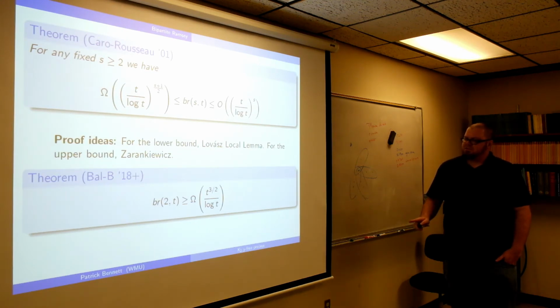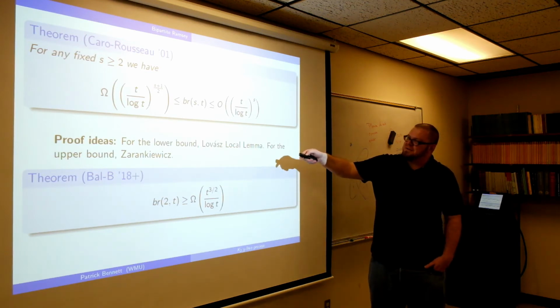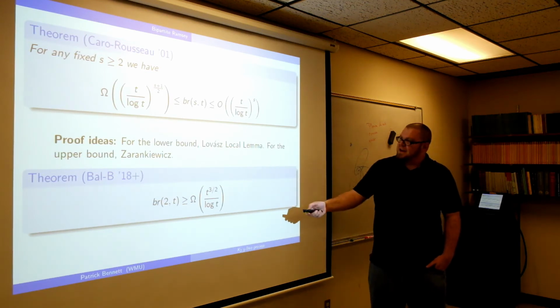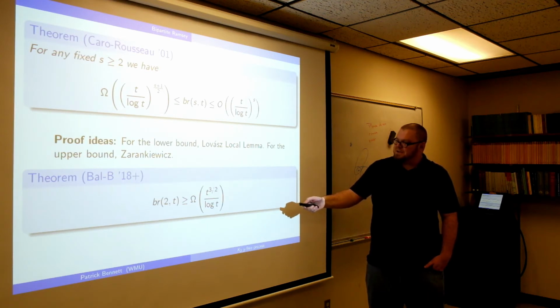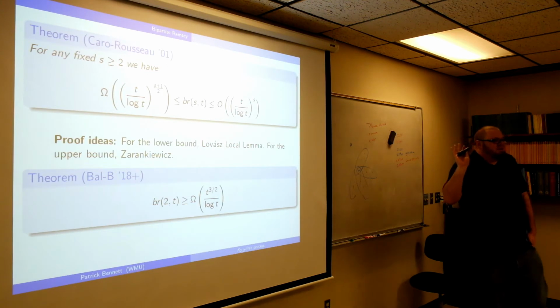With Deepak Bal, we improved the lower bound for the case s equals 2. We improved it by a factor of square root of log. Because when we plug in s equals 2, you get t to the 3/2 over log to the 3/2, and the bound we're now giving has t to the 3/2 over just log. So that's the improvement that we got.